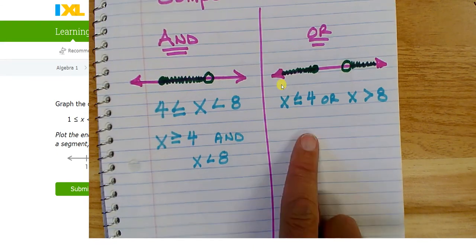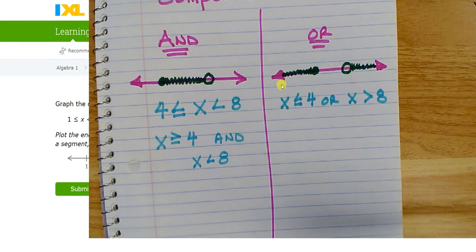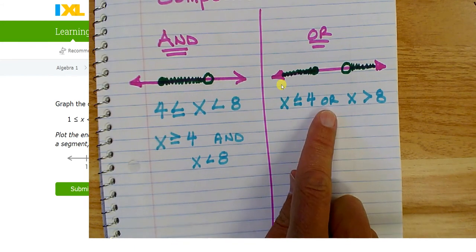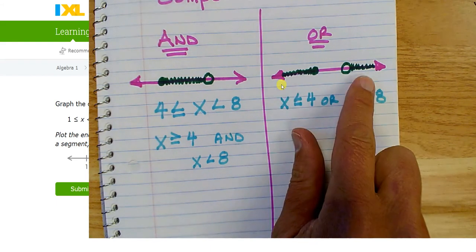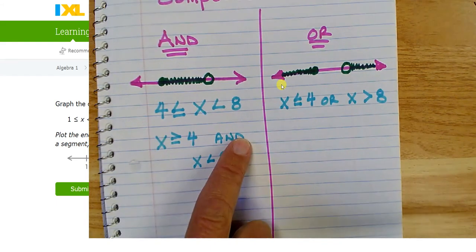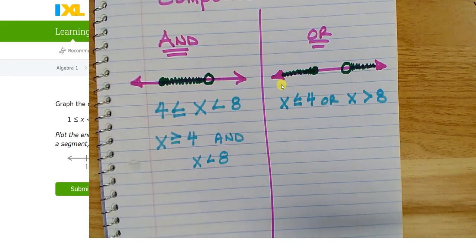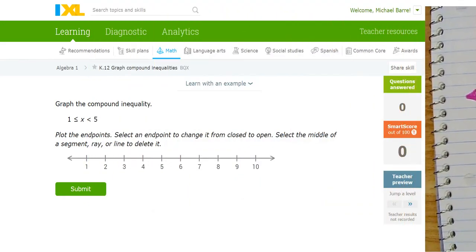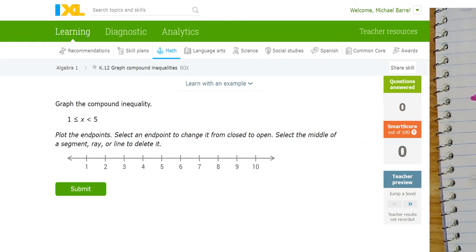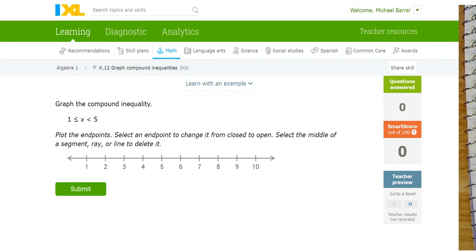The or statement, there is only one way to write an or statement. It has to include the word or. So as soon as you see the word or, you know it's this type of thing. If you don't see the word or, you know it's an and. So it's kind of by default. It's either an or, and if you don't see the word or, it's got to be an and. And it's going to graph using one of those two methods. So right away, I know this is an and statement. Why? Because it doesn't have the word or.